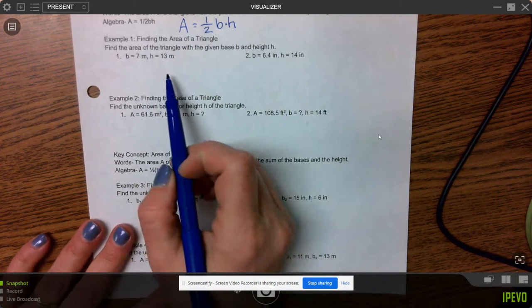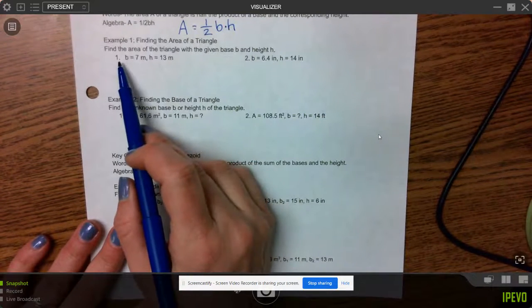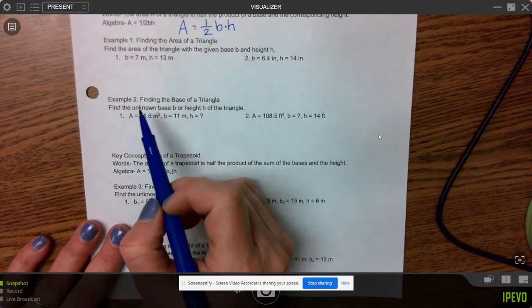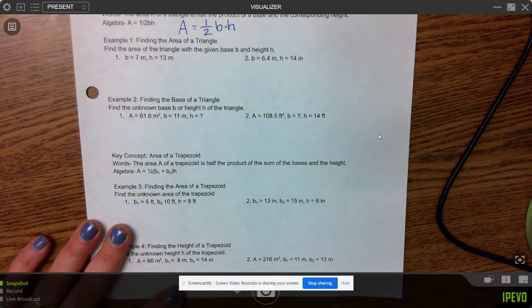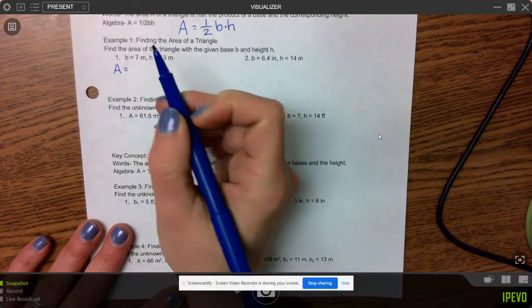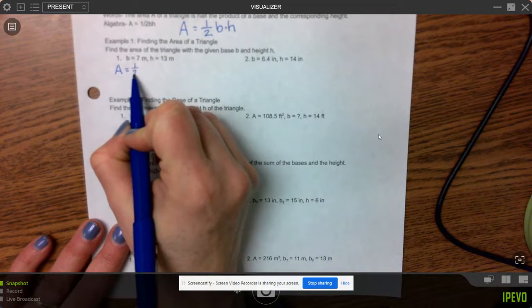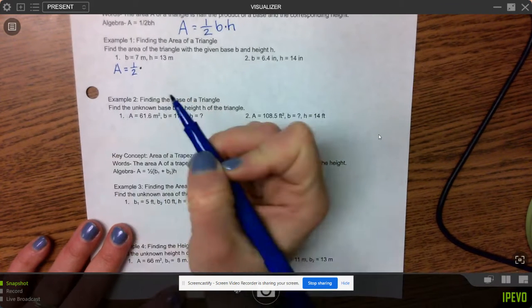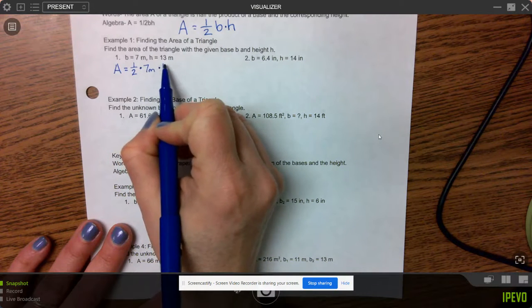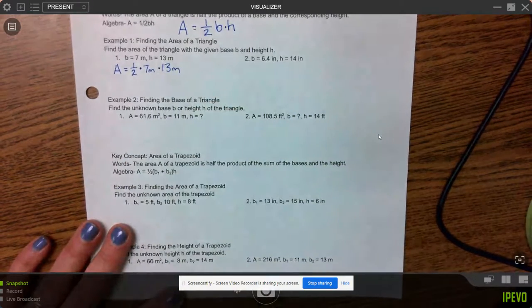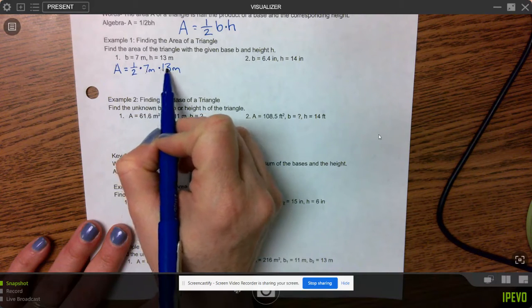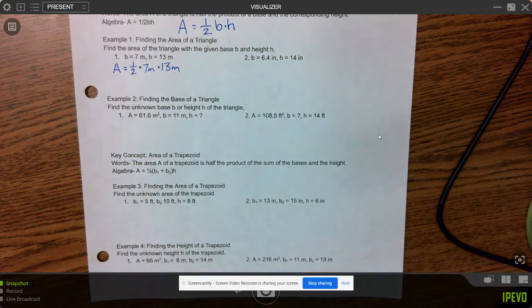So if we're going to look at how to use that, if they give us a base is 7 meters and our height is 13 meters, what equation am I going to use to find my area? Will W. So our base is 7 meters times our height of 13 meters. So we need to find out 7 times 13. 91.